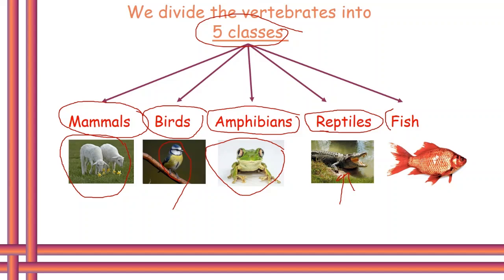The fifth and the last class is fish. Fish is the class that contains all fish in our life. Okay. So there are 5 classes: mammals, birds, amphibians, reptiles, and fish.